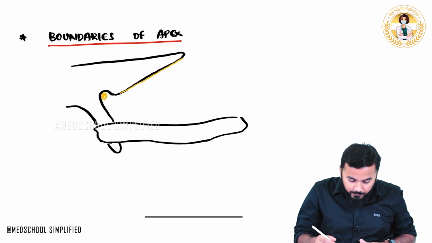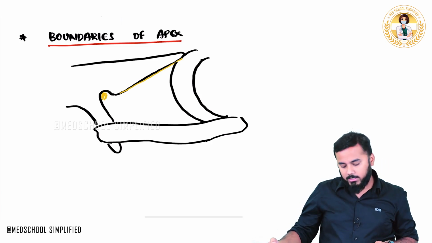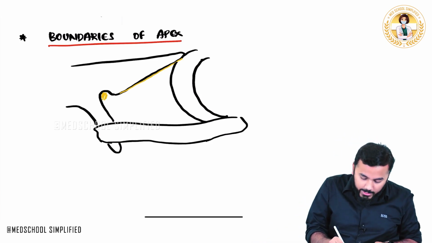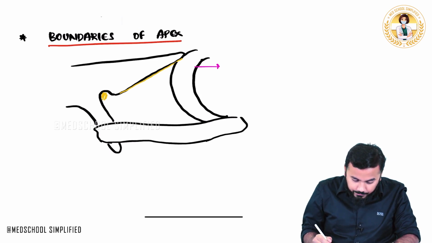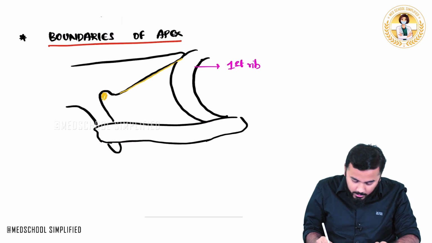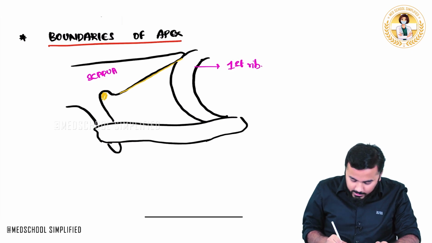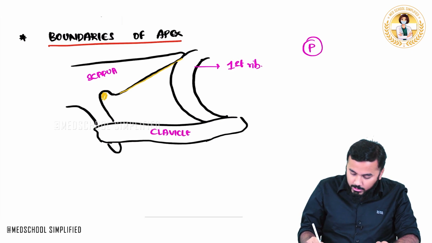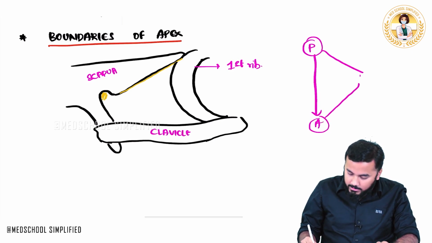I have got ribs, right? So let me draw the first rib here. Let us say medially I have got ribs like this. So medially, this is my first rib. So this is the first rib over here, right? And this is the scapula posteriorly, and this is the clavicle anteriorly. So this is the posterior, this is the anterior, as well as this is the medial border.